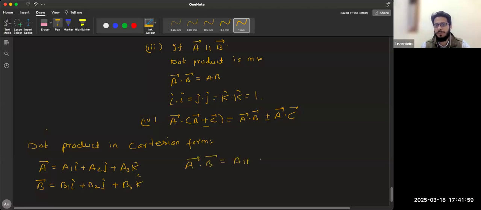So when you take the dot product in Cartesian form, A dot B will be just A1 B1 plus A2 B2 plus A3 B3. So you just multiply the corresponding components.